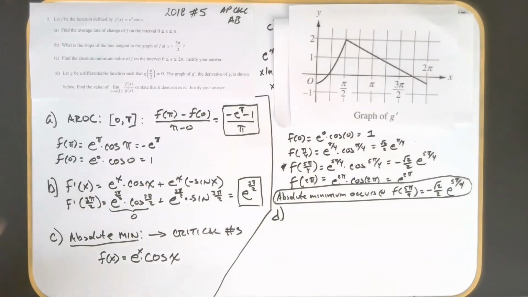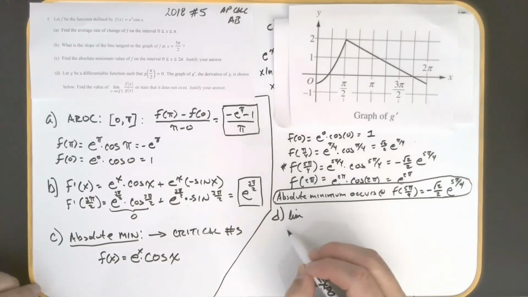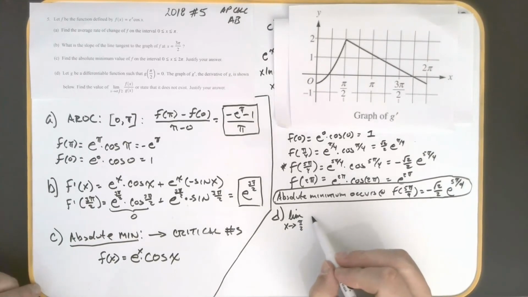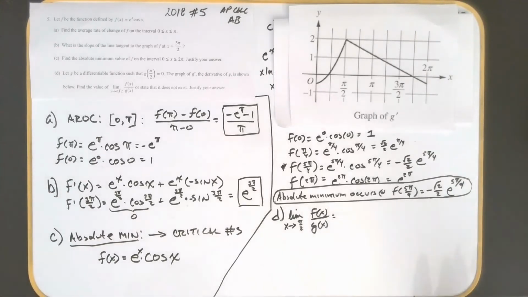Then they say, find the limit as x approaches pi over 2 of f of x over g of x. So I'm just going to write that down. They want us to find the limit as x approaches pi over 2 of f of x over g of x. Well, like all limits, you always just check to see if it's a Nike limit. Probably not going to be, but we're going to see, and then if it's not, we'll deal with it.